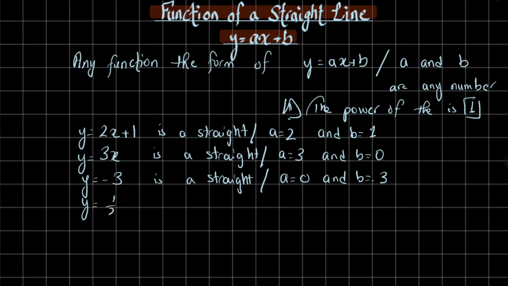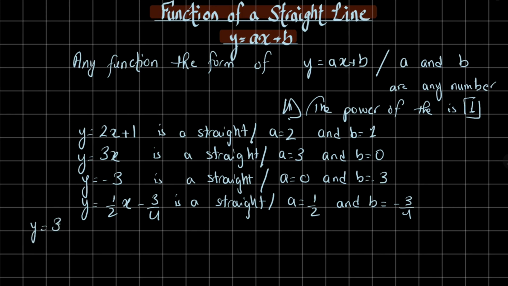y equals half of x minus 3 over 4 is also a straight line such that a equals half and b equals minus 3 over 4. Now I will give you some examples and you have to check whether the example is a straight line or not. y equals 3x plus 1, y equals 4x squared minus 1, and y equals radical of x.